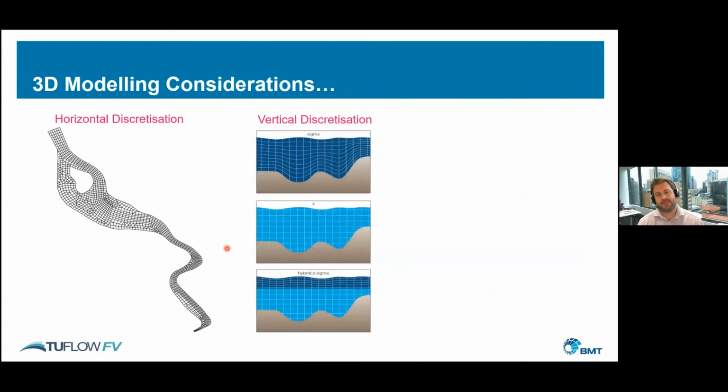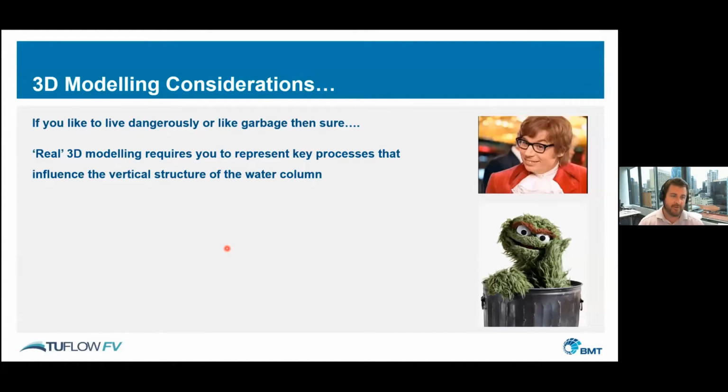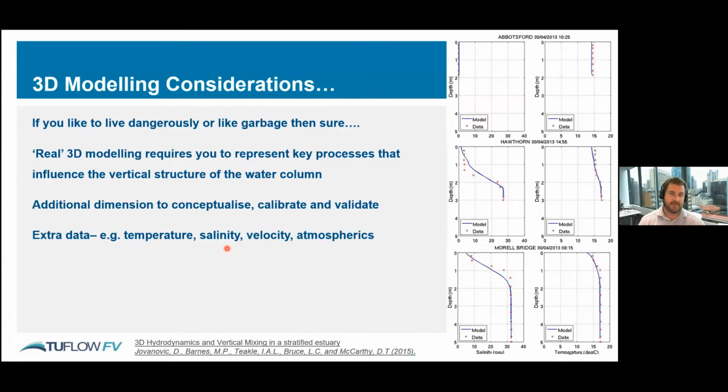So it's as easy as just turning on a switch, right? You know, we get a horizontal discretization of our model. We go and we look at the vertical. Yeah, sure, if you like to live dangerously or like garbage, then go for it. However, real 3D modeling requires you to represent key processes that influence the vertical structure of the water column. And so you're really looking at this additional dimension to conceptualize, to calibrate, and to validate to.